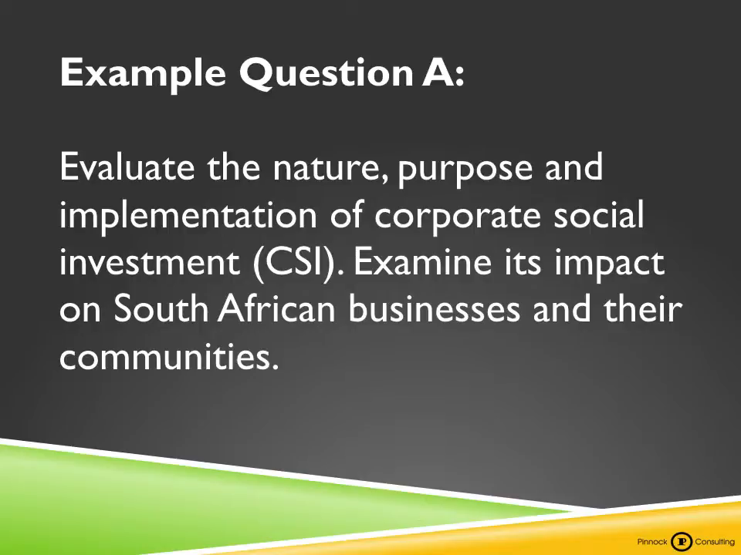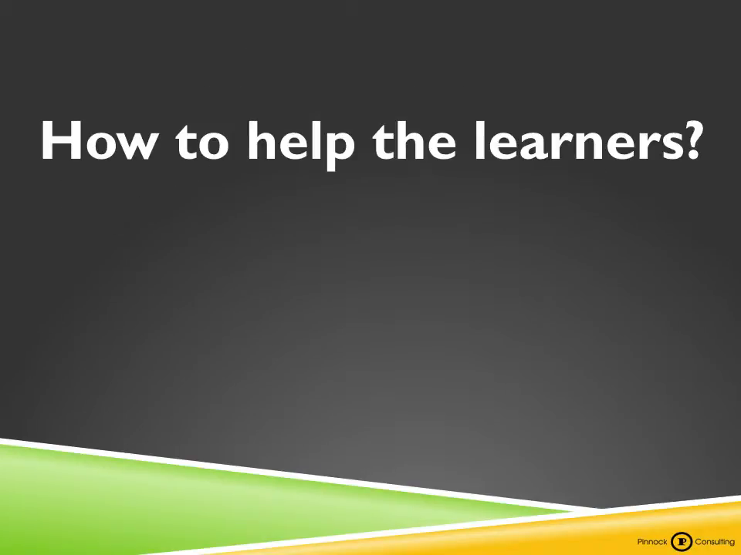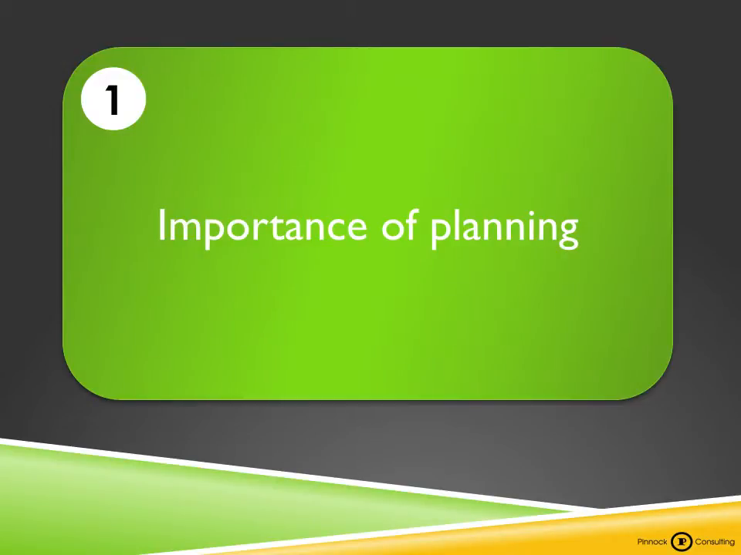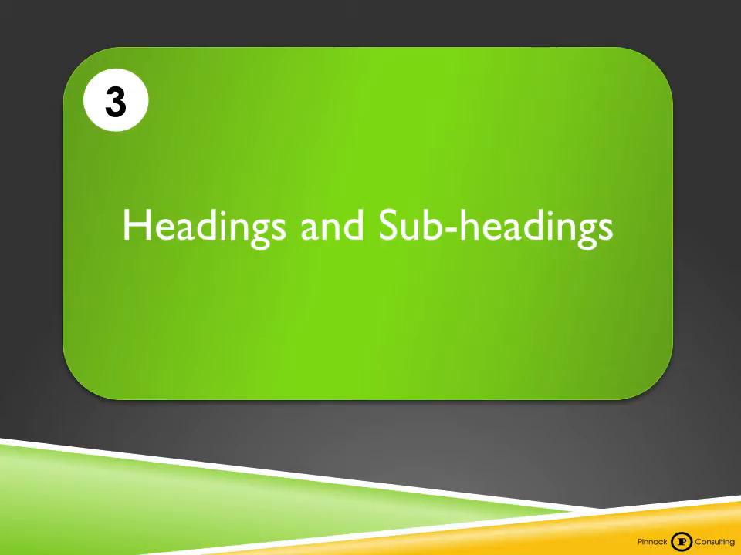Learners focused too much on the socio-economic issues instead of the CSI. The second example is: examine the impact of quality on small and large businesses. Learners forget to examine both small and large businesses. They must always state whether the impact belongs in a small or large business. Now, how do we help the learners? We need to emphasize the importance of planning and make sure they avoid repetition. We need to emphasize to them that planning will help them to answer the question correctly. We need to demonstrate to the learner how to structure an effective answer. And most importantly, make sure the learners understand the value and how to use headings and subheadings.